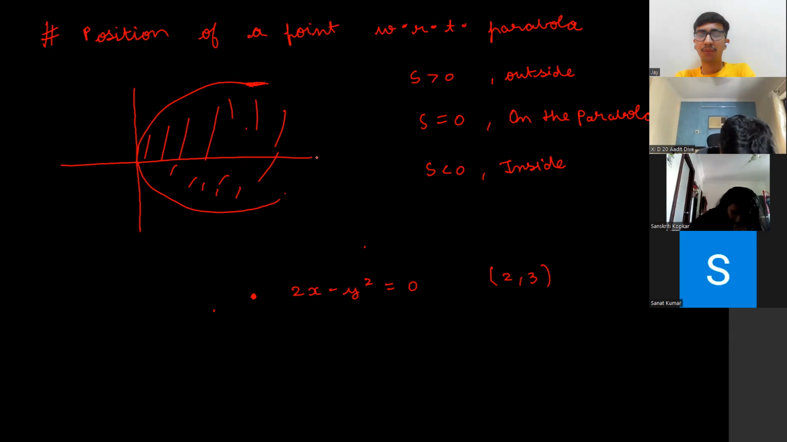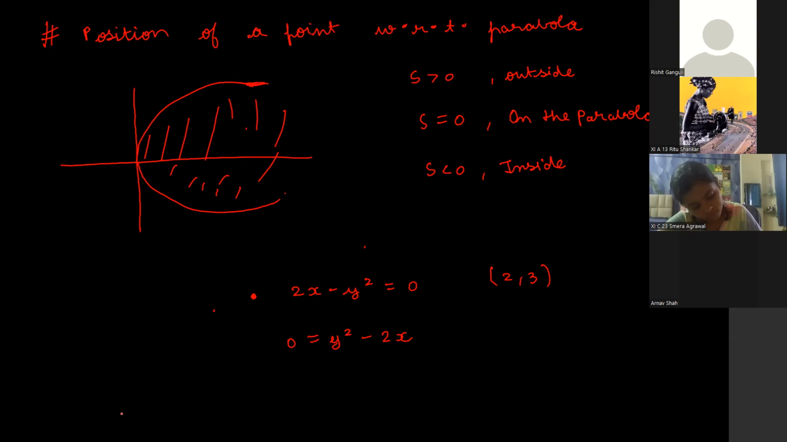Guys, I said one thing. I need the coefficient of the square term as positive, and all of the terms have to be on that side. So the coefficient of y square is negative, so I'll take all of the terms to the right hand side. That means y square minus 2x. Now I substitute (2, 3). When you substitute (2, 3) in y square minus 2x, you get a positive value, and hence the point is outside the parabola.